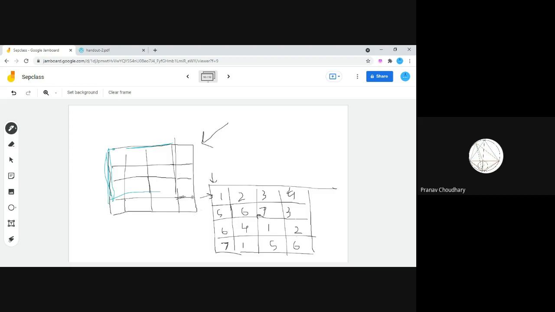Go on. 1, 2, 3, 4. 5, 1, 4, 3. 6, 7, 1, 2. 7, 6, 5, 1.